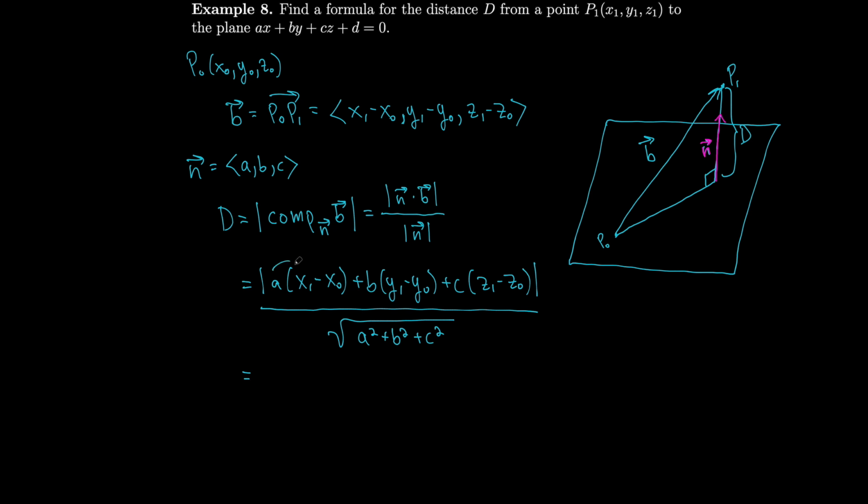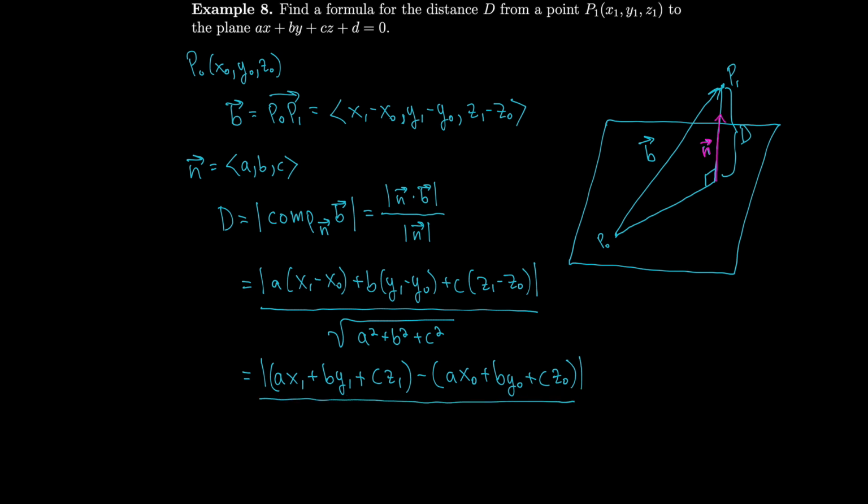Okay, how about we distribute each of our coefficients? So we get a times x1 plus b times y1 plus c times z1 minus a times x naught plus b times y naught plus c times z naught, all over the square root of a squared plus b squared plus c squared. However, remember that this minus a x naught plus b y naught plus c z naught is just d, because x naught, y naught, z naught is a point in the plane.